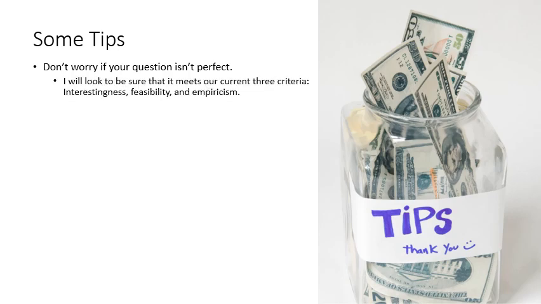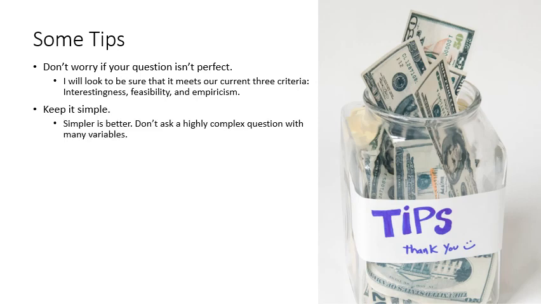Here are some tips. Don't worry if your question isn't perfect. This isn't the time for that. For now, we're just meeting 3 criteria: interestingness, feasibility, empiricism. Keep it simple. Simpler is better. Don't ask a question with a lot of variables. Try and just have a really direct, a linear question, as we say in quantitative psychology.